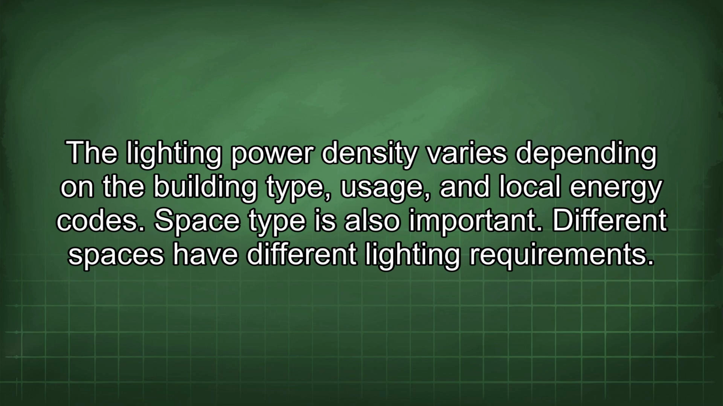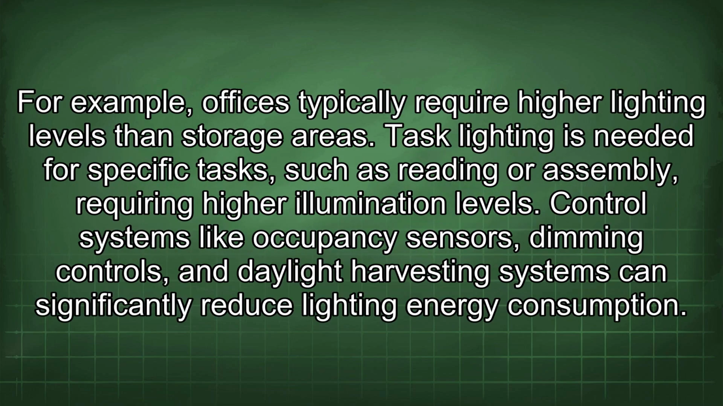Space type is also important. Different spaces have different lighting requirements. For example, offices typically require higher lighting levels than storage areas. Task lighting is needed for specific tasks, such as reading or assembly, requiring higher illumination levels.